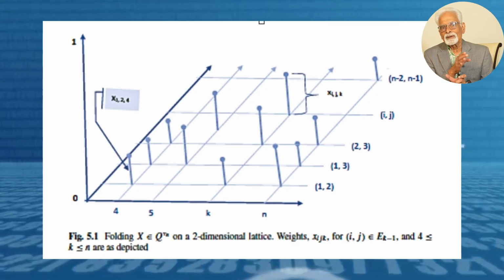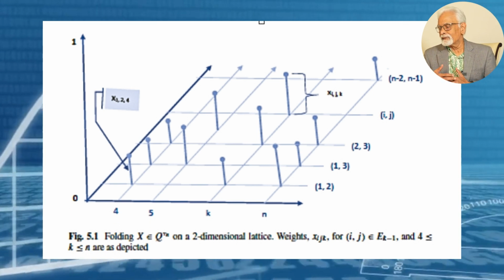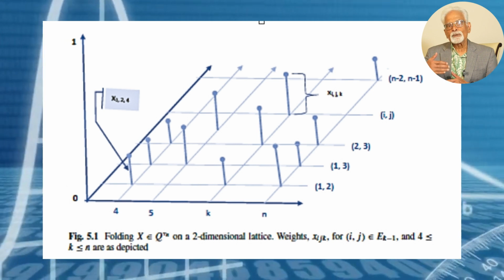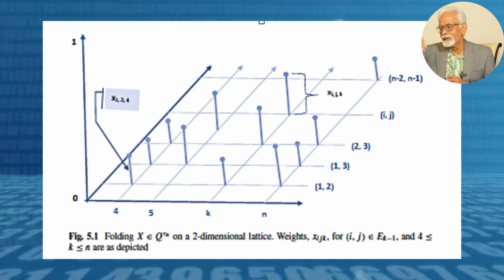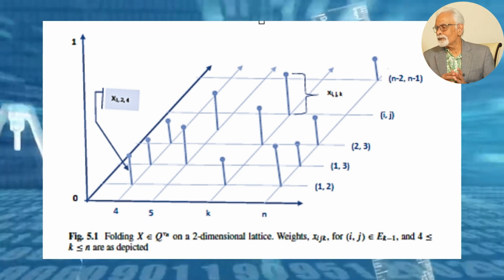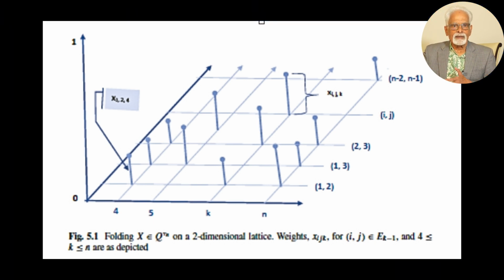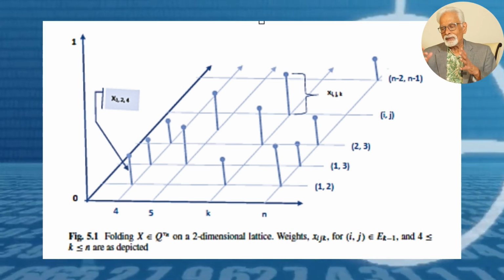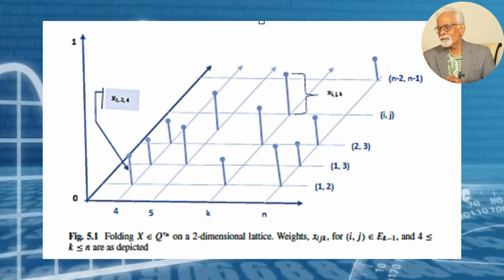Lattice on the weights on a two-dimensional lattice. So what we do is, on the x-axis you can consider you are having 4, 5, k, etc., up to n. On the y-axis you can imagine you have 1, 2, 1, 3, 2, 3. That means all the pairs are arranged in a particular order, going up to n minus 2, n minus 1, because n can be inserted in one of these places, so it is up to that you can go, and take any one of those places.